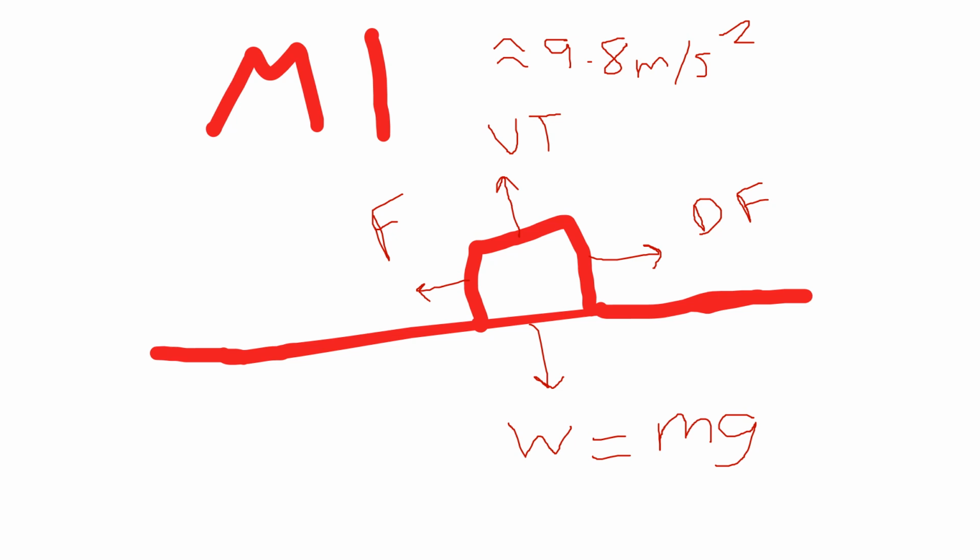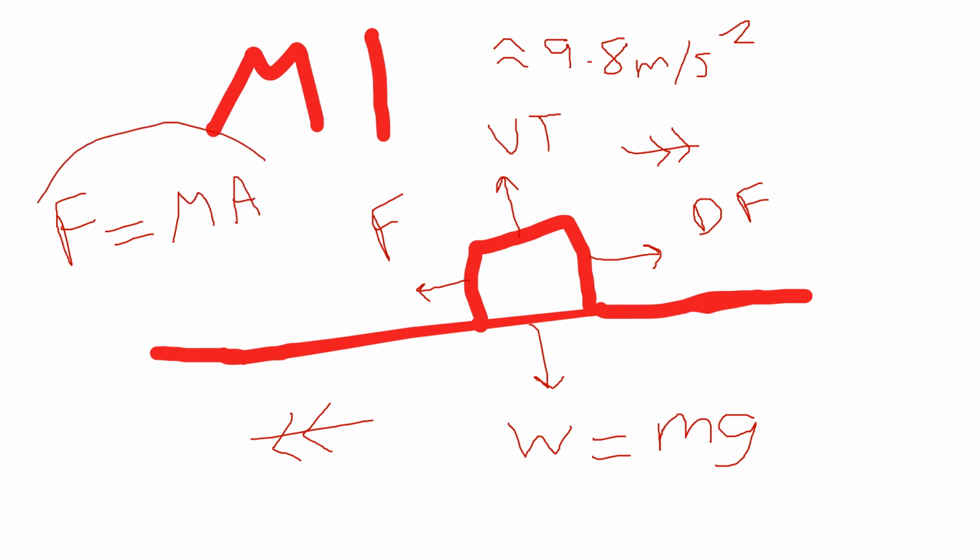Now, the way this works is if the driving force is greater than friction, then it will go in this direction. And vice versa. If the friction is bigger than the driving force, then it will go this direction. So always work out your resultant force. So F equals ma. Force is mass times acceleration. So remember that for your exam.